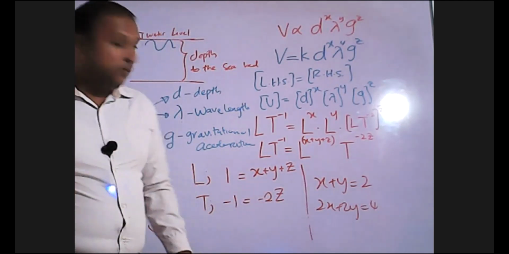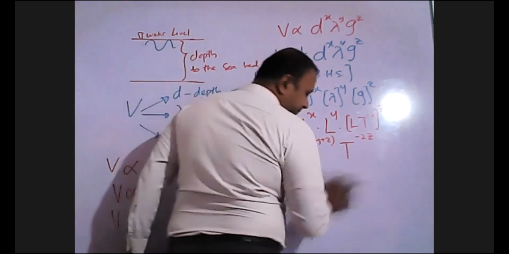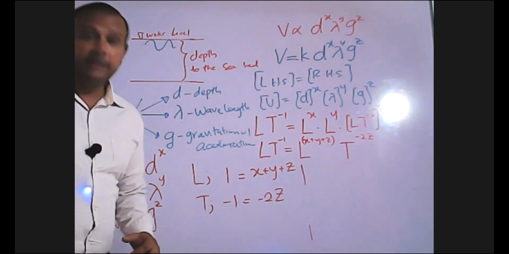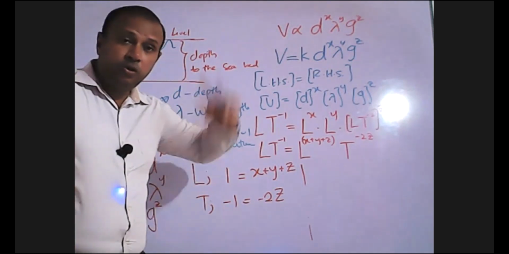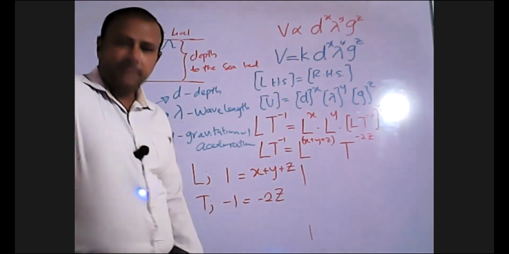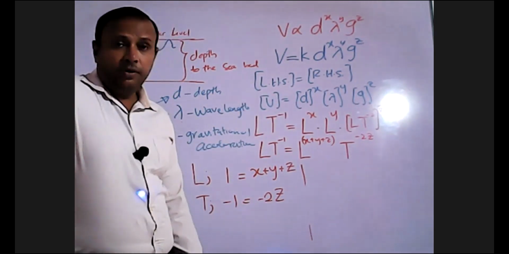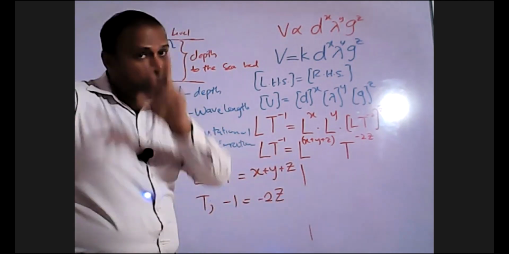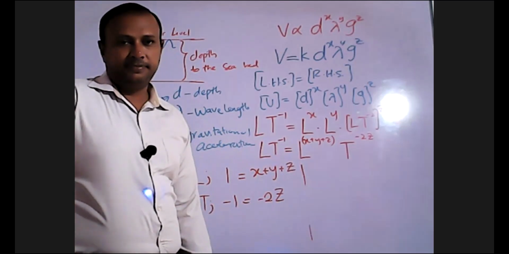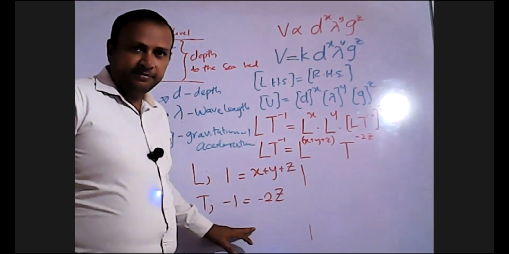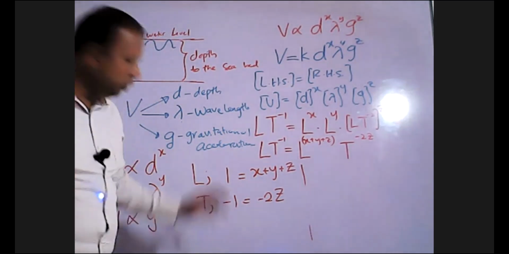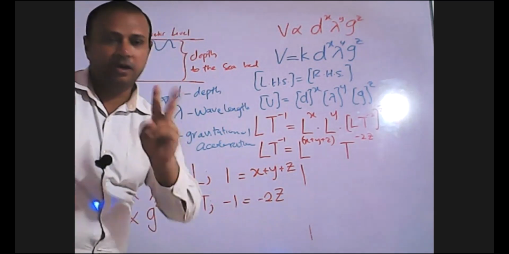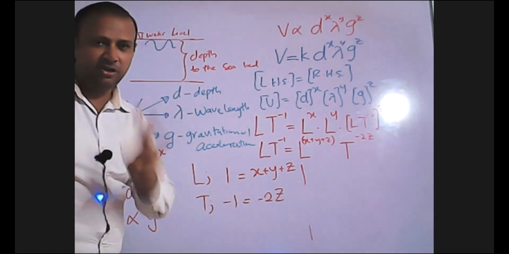So if you want to solve two unknown factors, then you should have two different simultaneous equations. If you want to solve three unknown factors, at least you should have three different equations. So you cannot solve three unknown factors with two different equations. You cannot solve them.